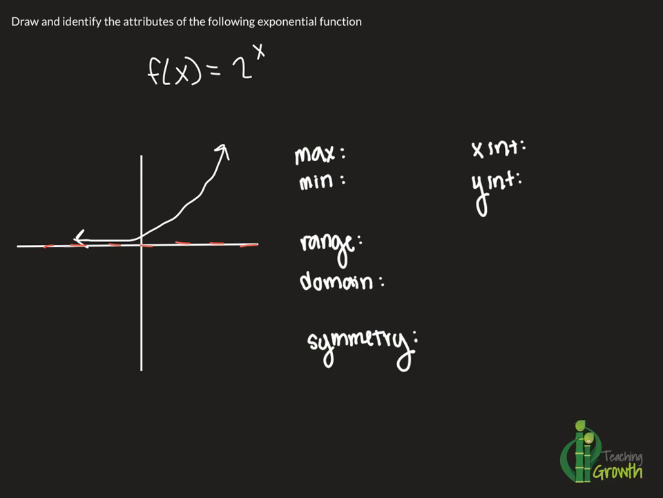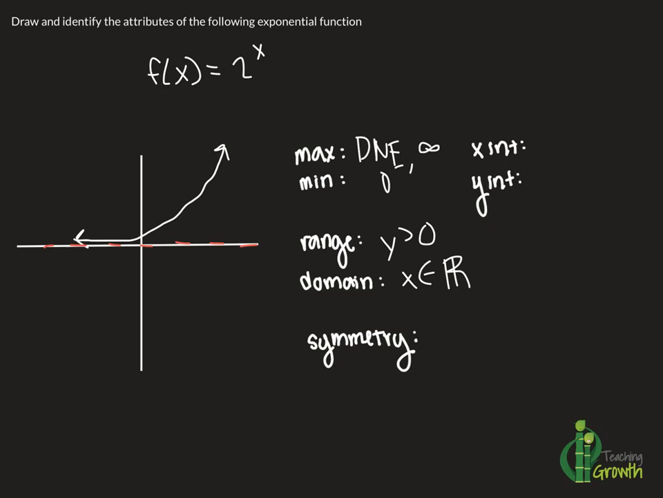So the next attribute that we're going to be discussing is maximum, and the maximum for this exponential function is not going to exist, so we're going to write DNE. However, we can also write infinity as an answer. And the minimum for this is going to be simply 0. So the next thing we're going to be going over is domain and range, and starting with range, the range of this function is going to be y is greater than 0. And the domain of this function is that x belongs to the set of all real numbers.